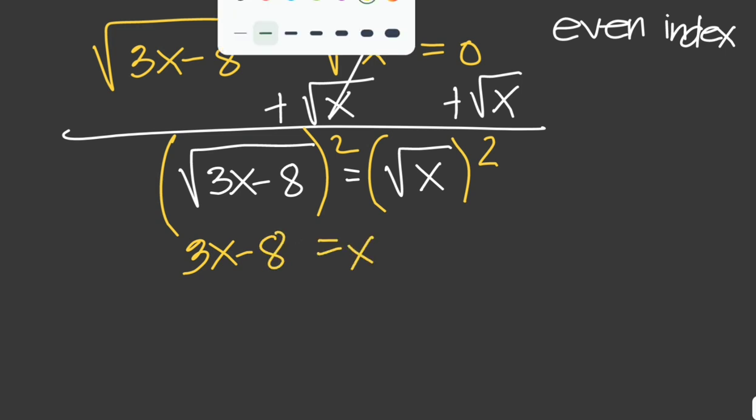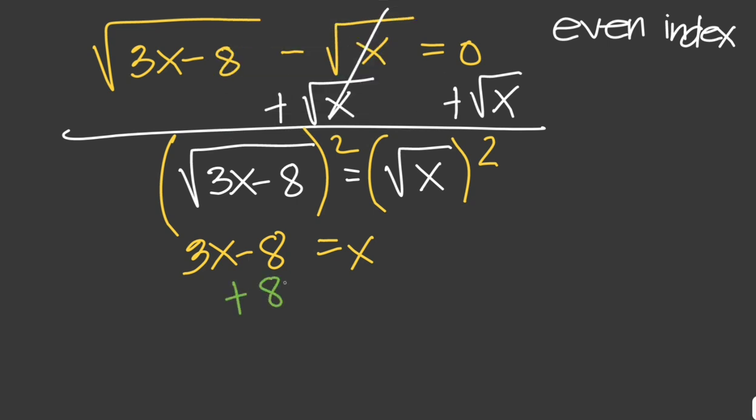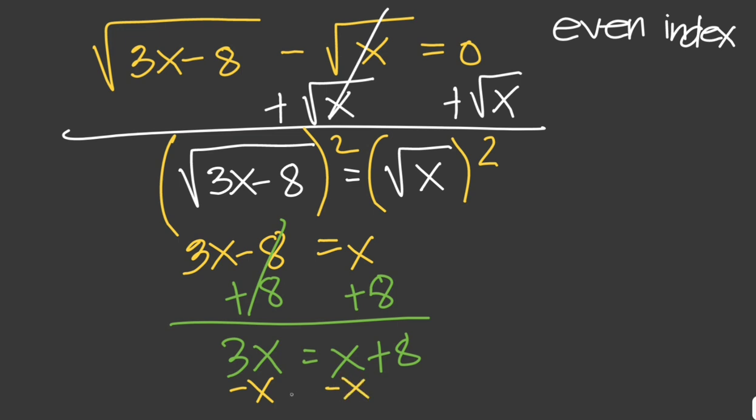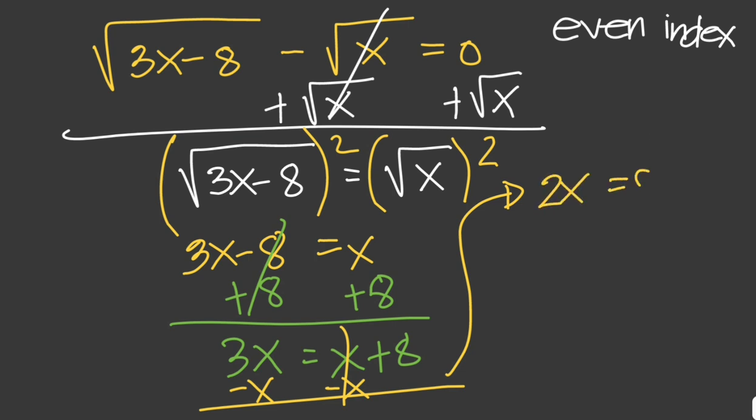Then we group like terms. We add 8 to both sides. Then we'll be left with 3x equals x plus 8. Then we subtract x from both sides. We get 3x minus x is 2x equals 8. And now we solve for the value of x. We just have to divide both sides by 2. Then our x would be equal to 8 divided by 2, or simply equal to 4.